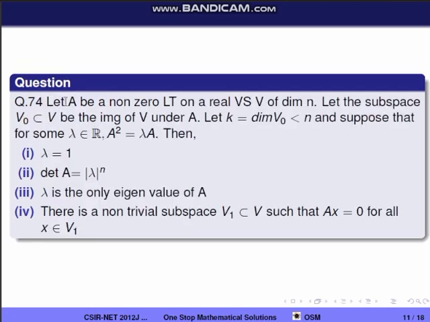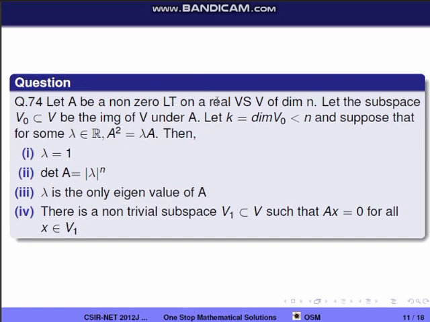Next question, question 74. Let A be a non-zero linear transformation on a real vector space V of dimension n. Let the subspace V0, subset of V, be the image of V under A. Let k equal the dimension of V0, less than n, and suppose that for some lambda element of R, A square is equal to lambda A, then.